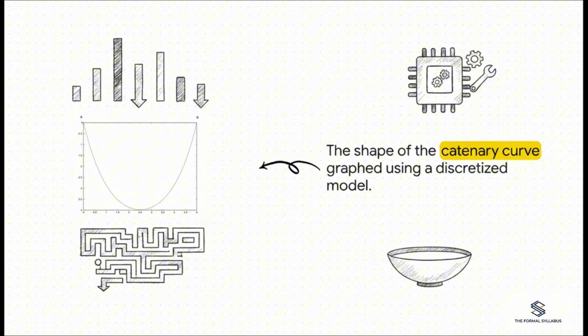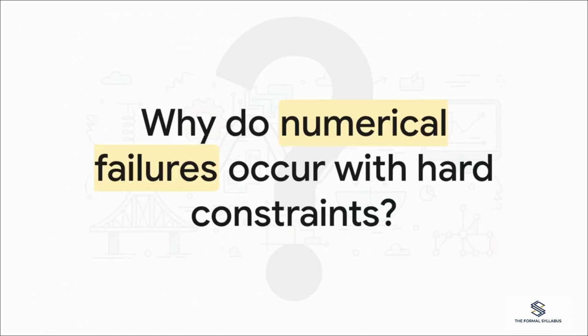Now, discretizing along the horizontal x-axis seems totally logical at first glance, right? I mean, that's how integration is taught in basic calculus. But in the realm of computational optimization, it creates these strict mathematical constraints that act exactly like traps for our software solvers. Which brings us to a really critical question.